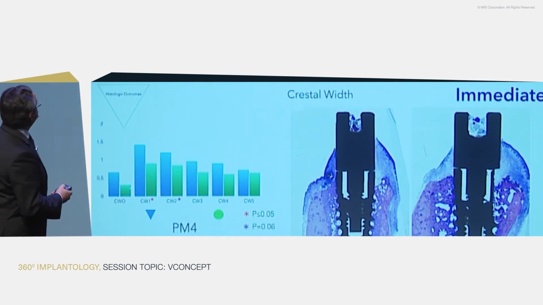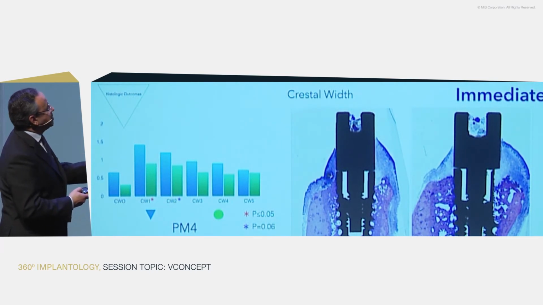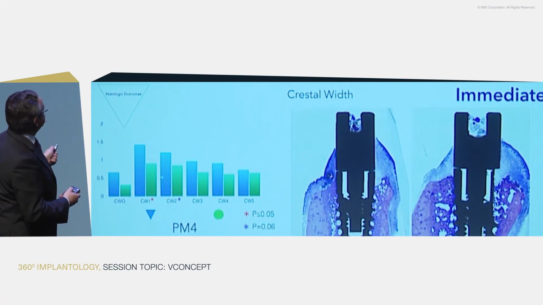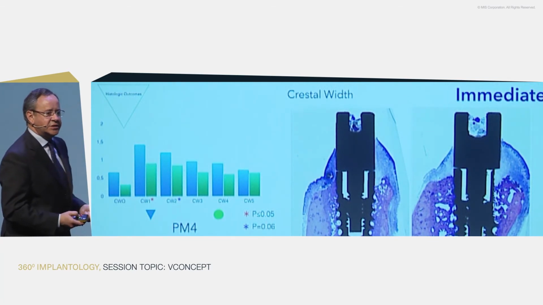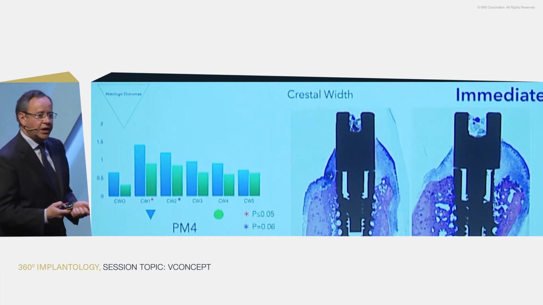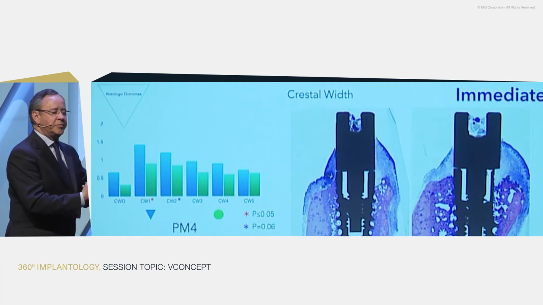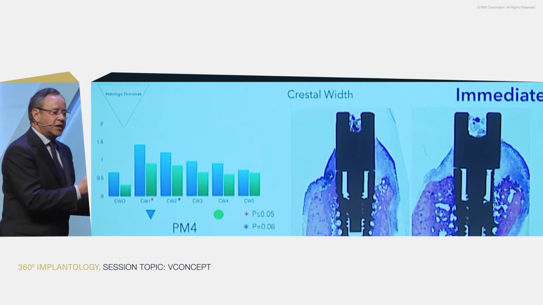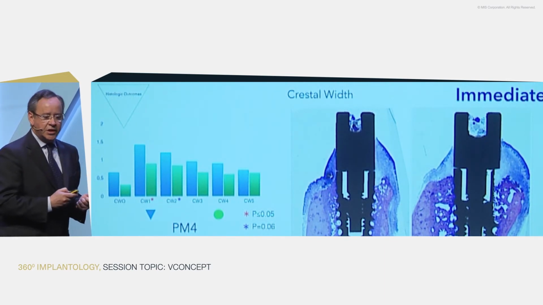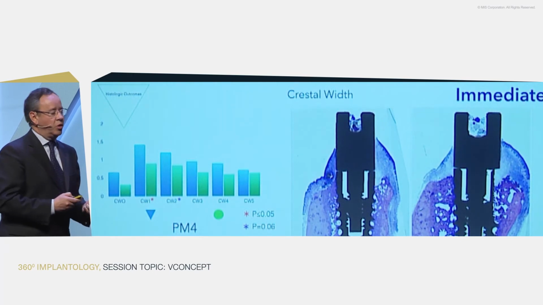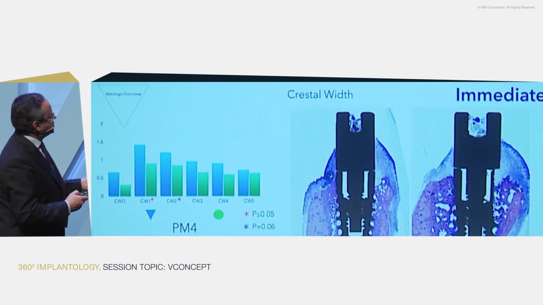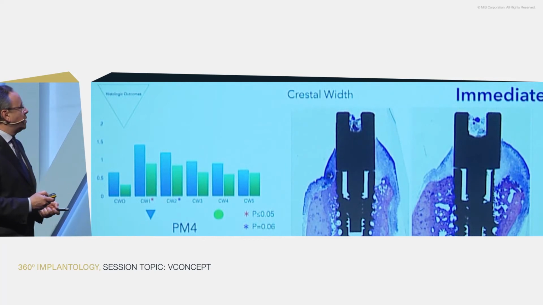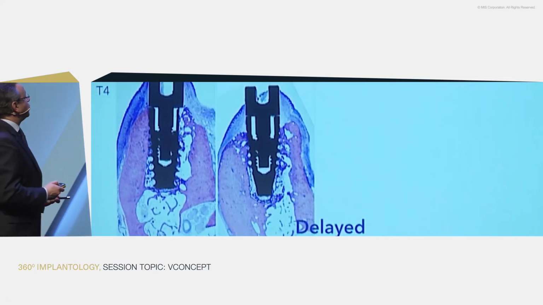Again, here you see in the immediate implants, this is the PM4 site, how differences are clear and statistically significant even, but you have to realize that in animal studies, because of animal welfare, we use a limited number of dogs, and therefore sample size is always small. But in spite of that, you can see here again, this is the V3 situation, and the width of the bone in comparison with the control site.